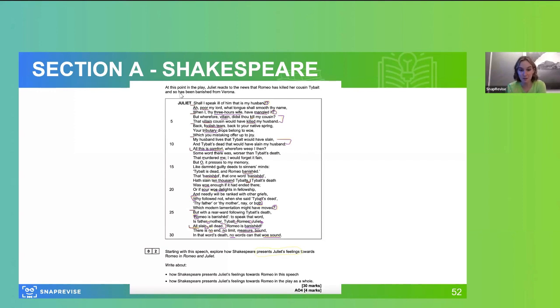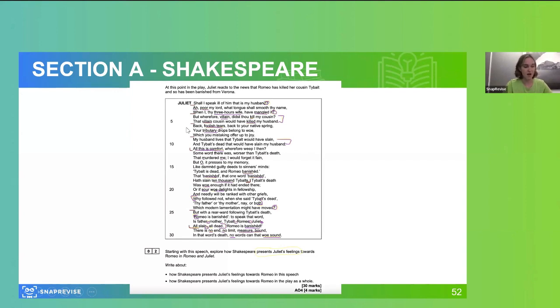So this is an example question. It says, starting with this speech, explore how Shakespeare presents Juliet's feelings towards Romeo in Romeo and Juliet. Write about how Shakespeare presents Juliet's feelings towards Romeo in this speech, and then again, how Shakespeare presents Juliet's feelings towards Romeo in the play as a whole.